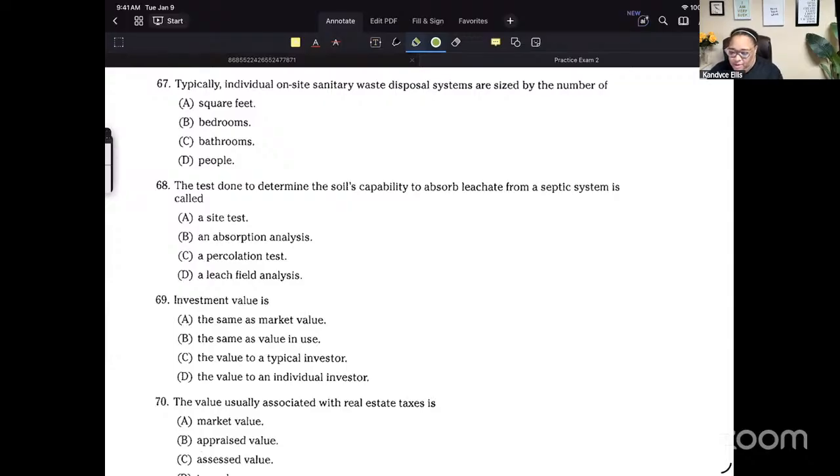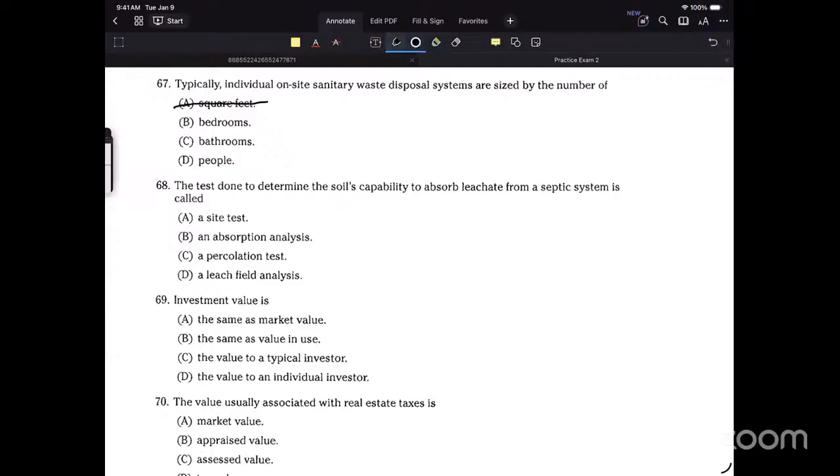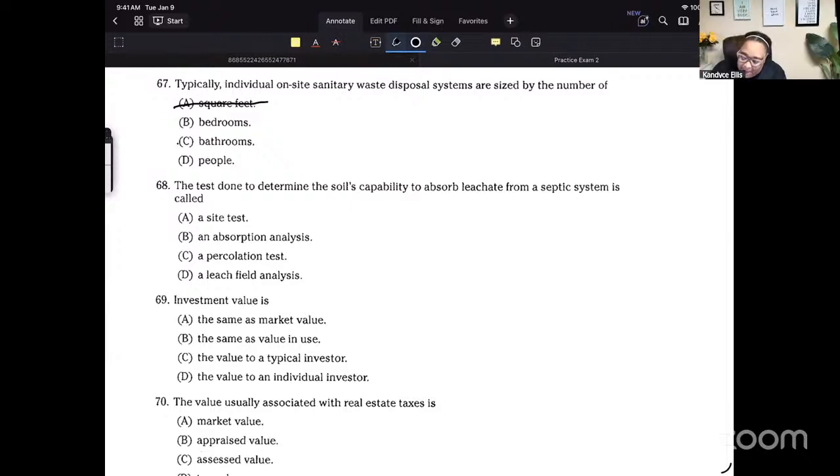Anybody got a thought? Well, I'll tell you right now, it is not square feet. I was going to say bathrooms. And it's actually not bathrooms. Usually it is bedrooms. So this on-site sanitary waste disposal system is basically saying a septic system.